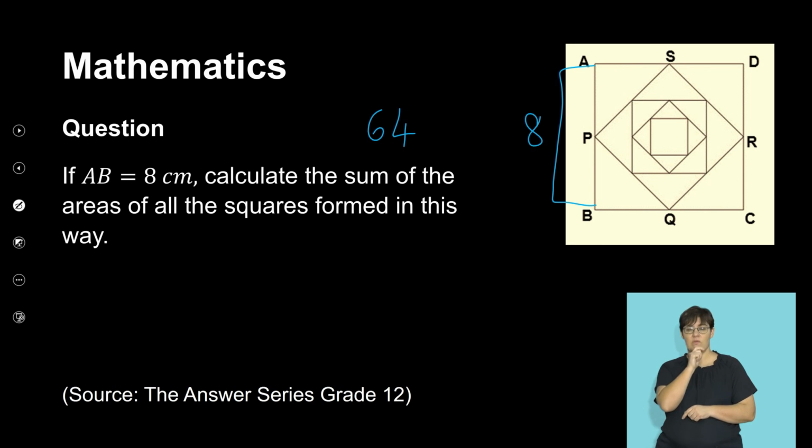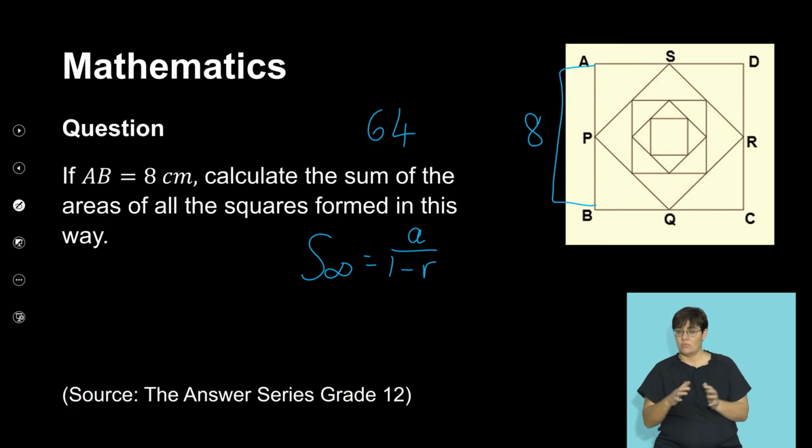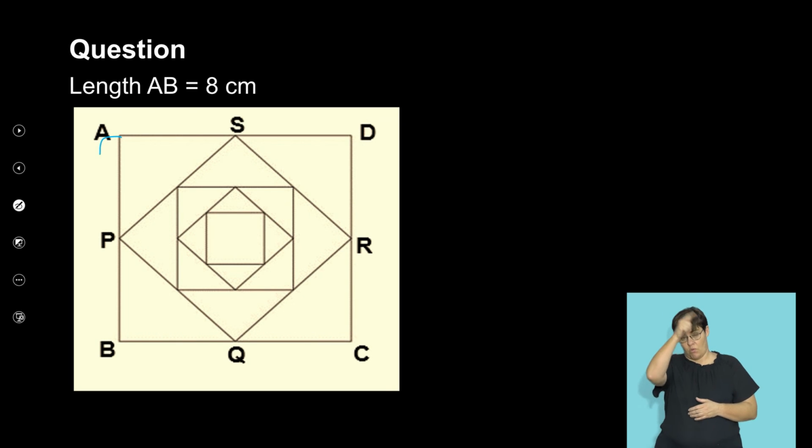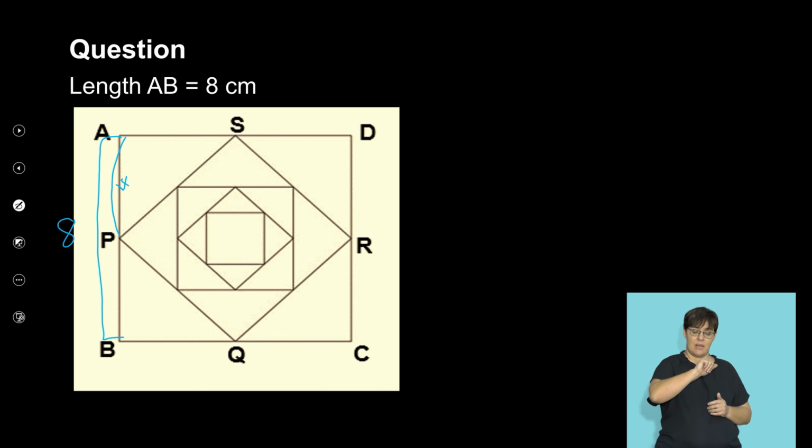But in order for me to actually use the sum to infinity, I've got my A now, which is 64, but I still need my ratio. We need to find the area of the square within ABCD in order to establish my common ratio. How am I going to do this? If I know that this is 8, and we know that P, S, R, and Q are drawn from the midpoints of the sides of the square, so that means that AP would have to be 4 units, and AS would have to be 4 centimeters.